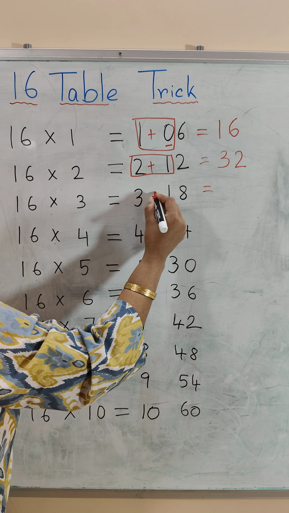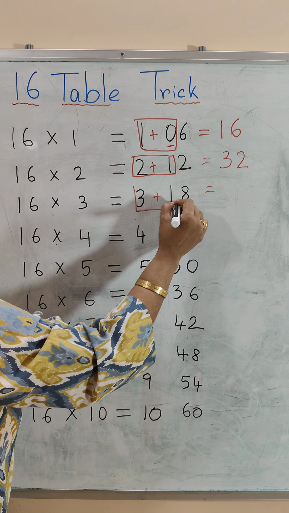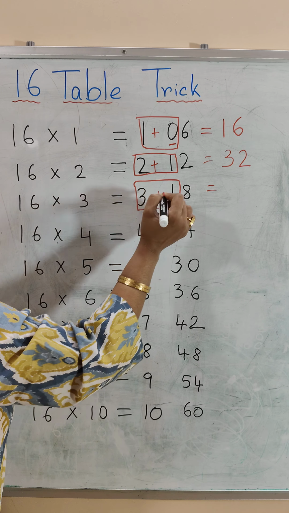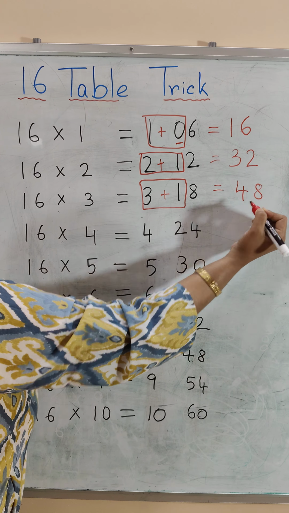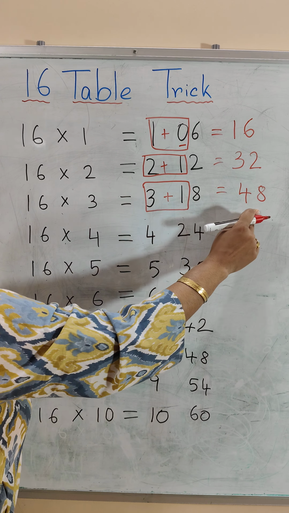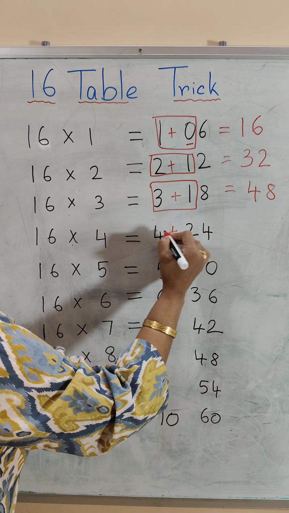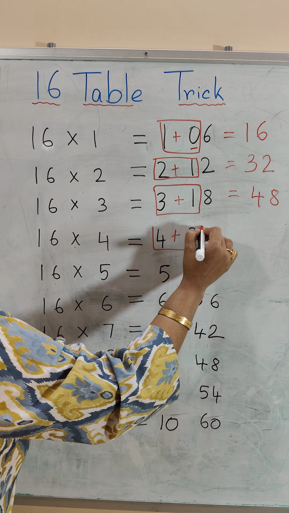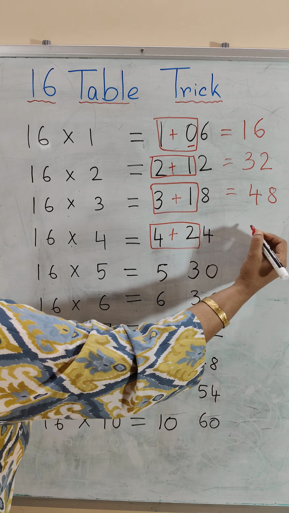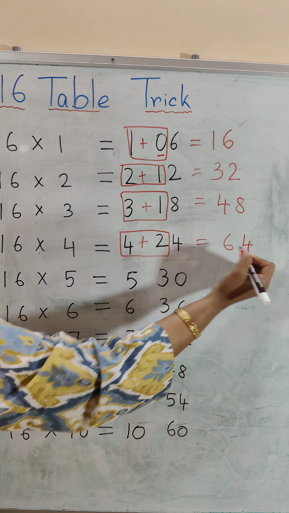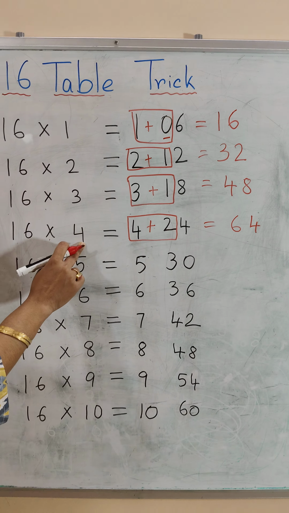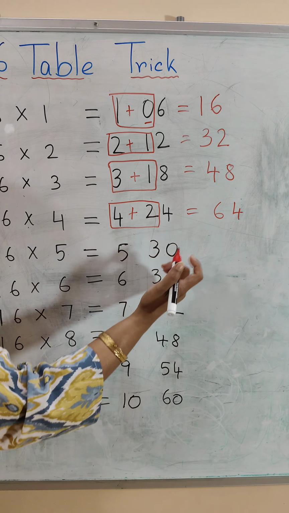Then same, we are going to add the 1 times table with the tens place. 48. 16 threes are 48. Same thing we are going to follow. 4 plus 2, 6 and 4 will remain as it is. So 16 fours are 64.